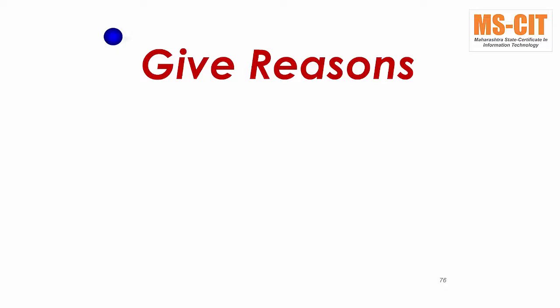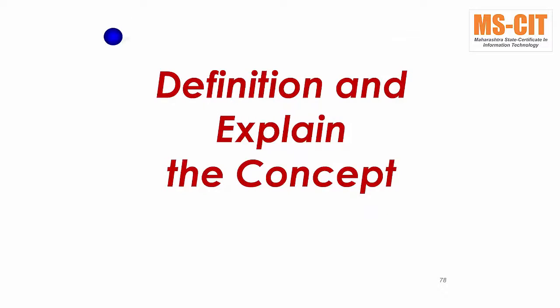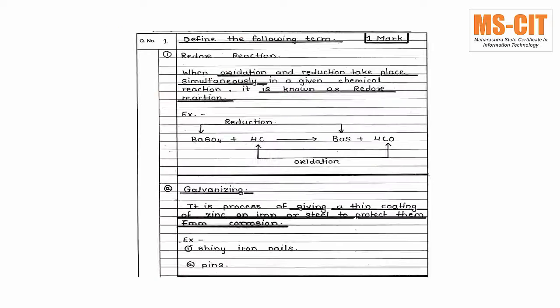Give reasons. Write in points. For writing a point number, draw a separate column and give point number as 1, 2, 3, 4 only, not A, B, C, D, E. Just I explained that in case of definition or explain the concept, strictly as per text, but you must write example also. Only writing definition is not sufficient.